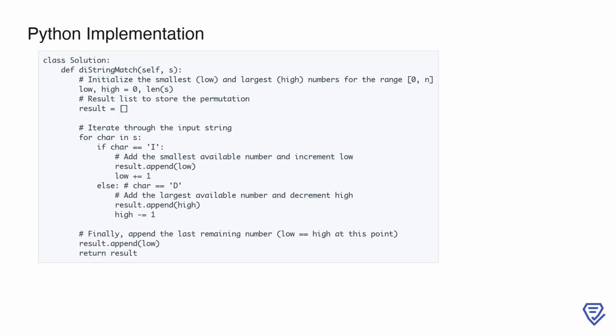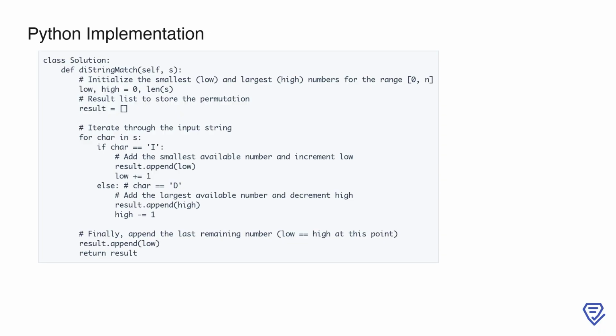3. Iteration over s. The code iterates through each character of the input string s. If the character is I, increase, the smallest available number, low, is appended to result, and low is incremented. If the character is D, decrease, the largest available number, high, is appended to result, and high is decremented. This ensures that the relative ordering defined by s is maintained.